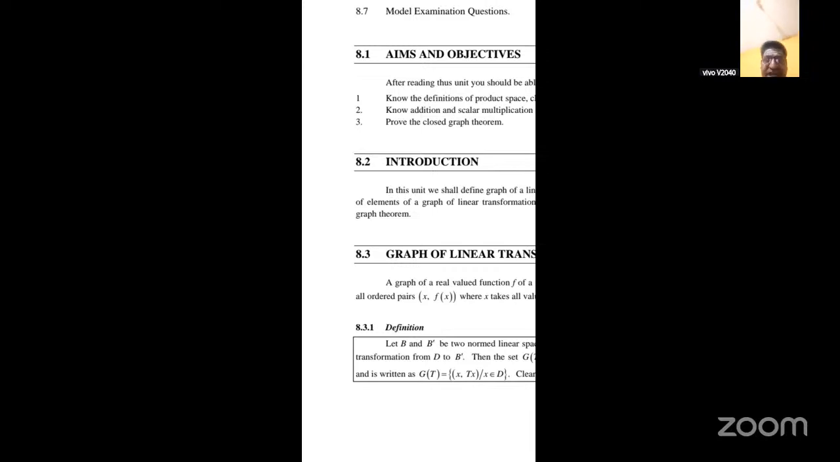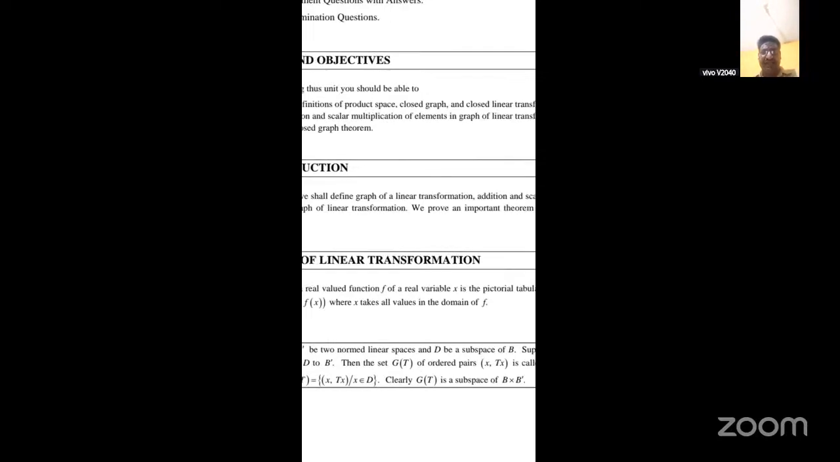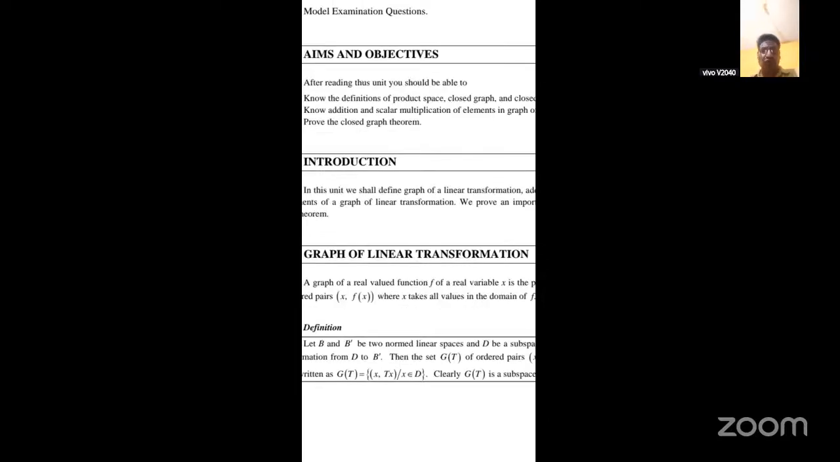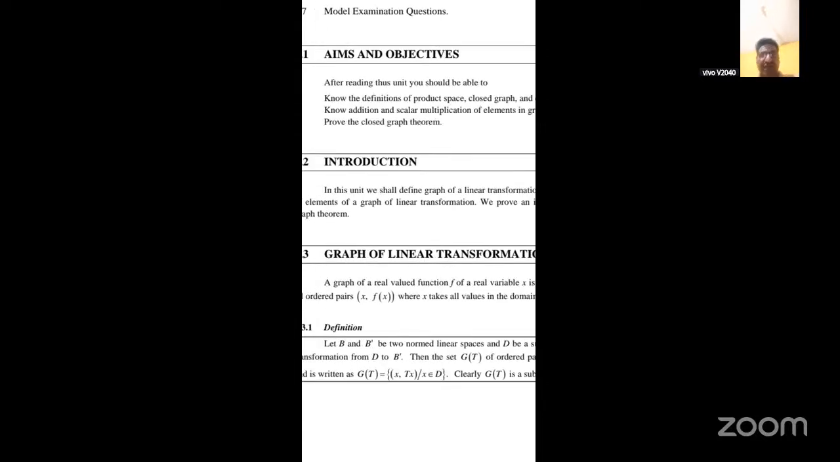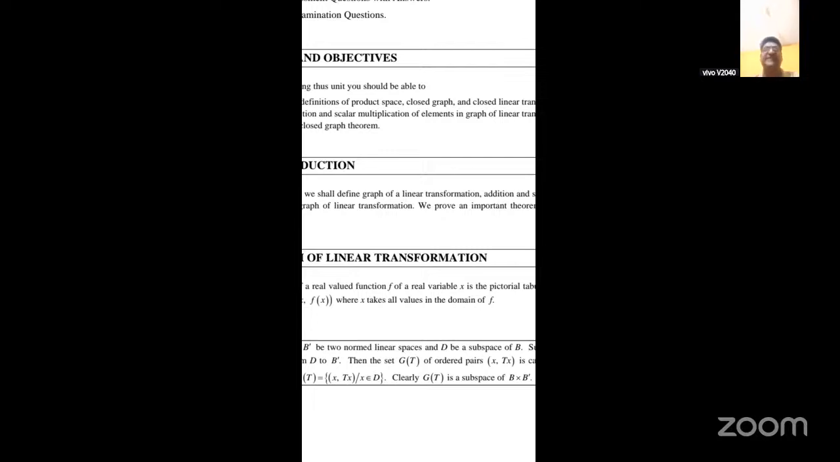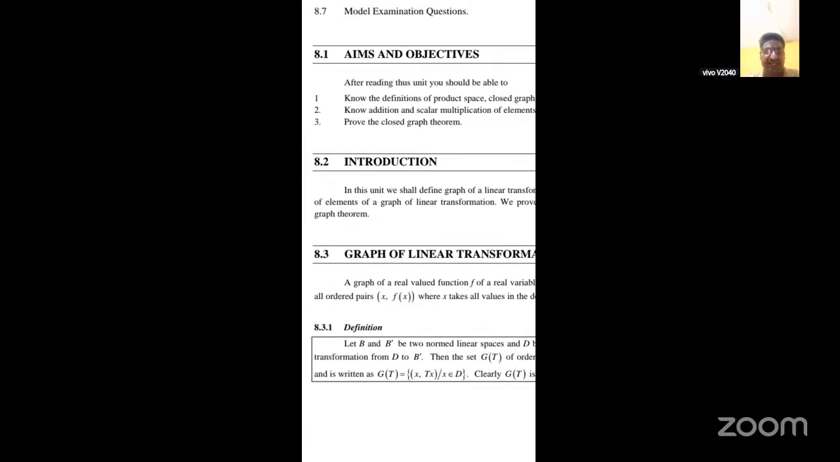Suppose B and B dash are two normed linear spaces, and capital D is a subspace of capital B. Suppose capital T is a linear transformation from D to B dash. Then the set G of T of ordered pairs x and Tx is called the graph of T. It is read as graph of T.